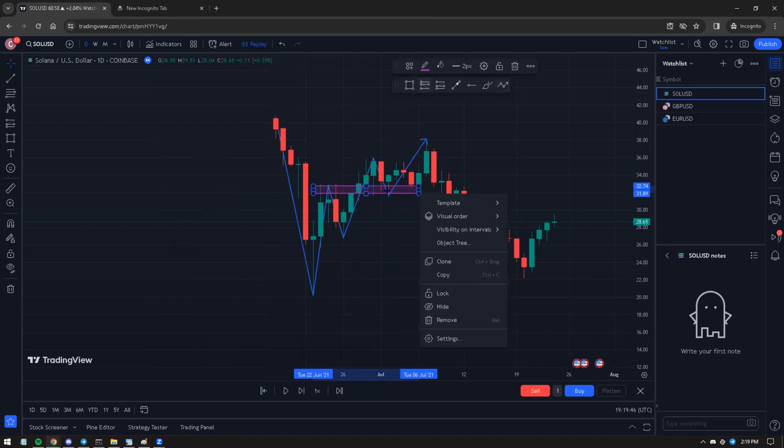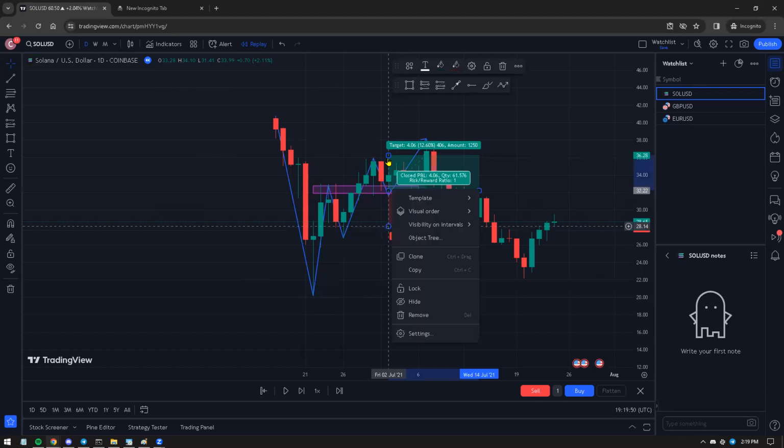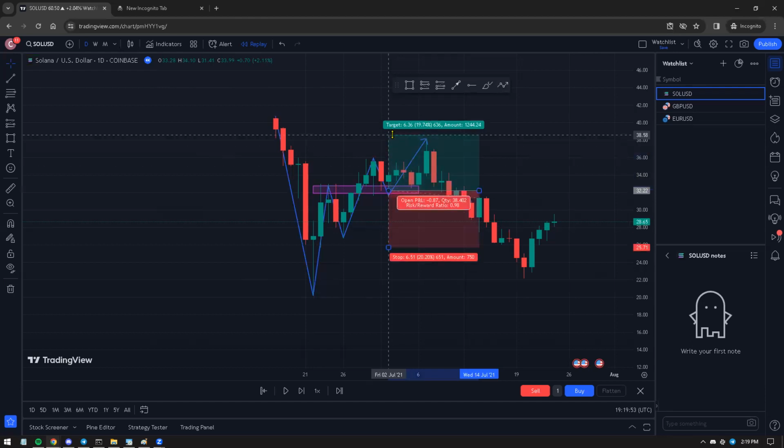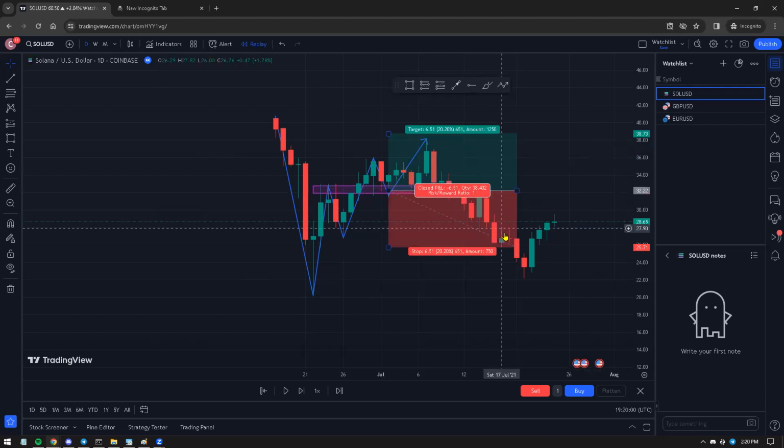Could you have gotten into a trade somewhere in here? I don't know, maybe. Stops below here. Targets 1-to-1. You wouldn't have hit it before it rolled over on you. But that's perfectly fine. It doesn't matter if it rolls over on you. The idea is not trying to find a bunch of winning trades, because you're not going to be able to do that.